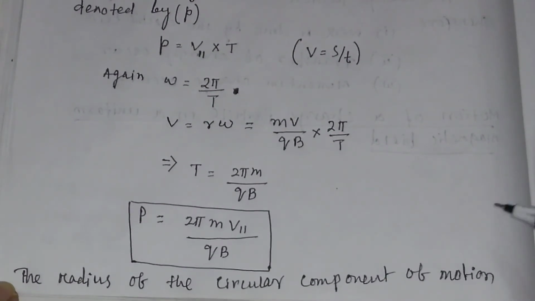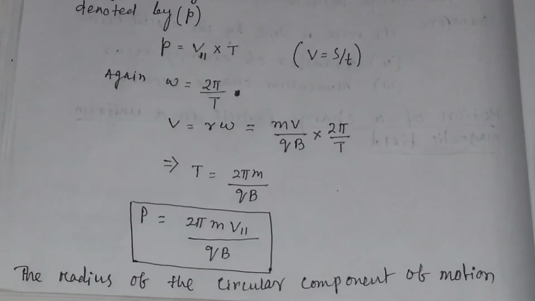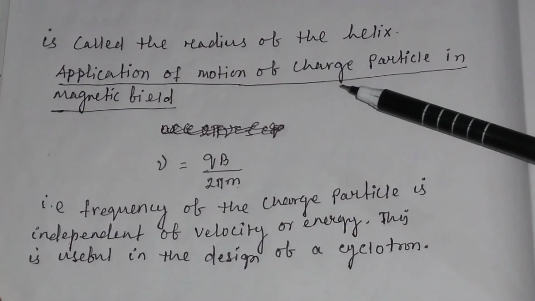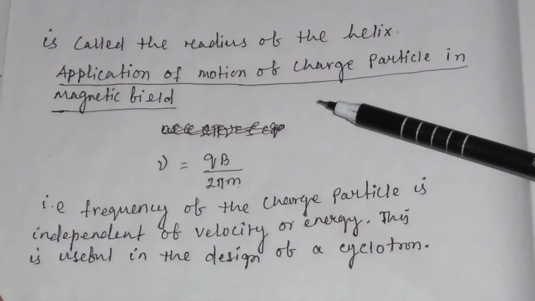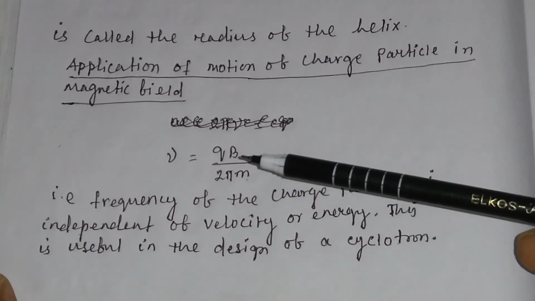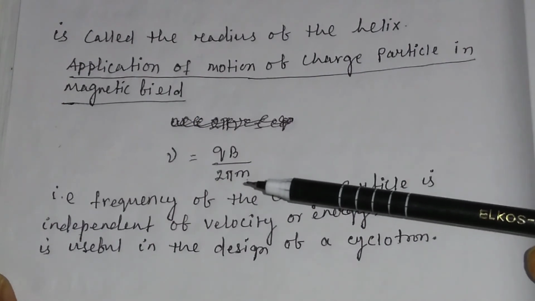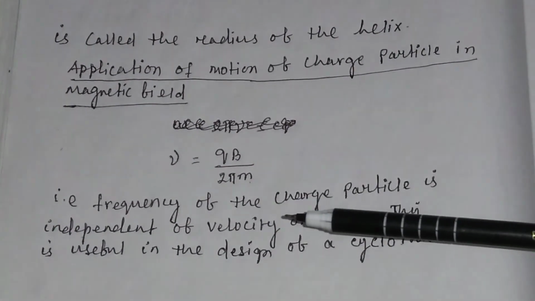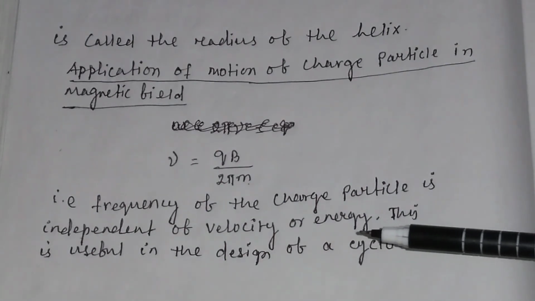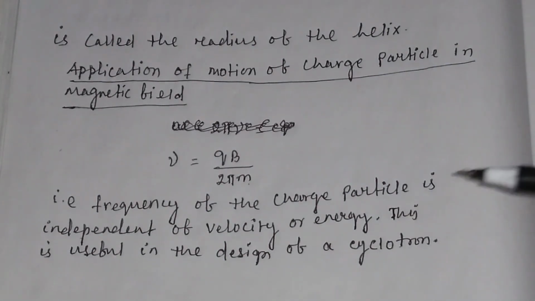And the radius of the circular component of the motion is called the radius of the helix. Then let us know the application of motion of a charged particle in a magnetic field. We know the linear frequency is equal to qB divided by 2 pi m. That is, the frequency of the charged particle is independent of the velocity or energy. This is useful in the design of a cyclotron.